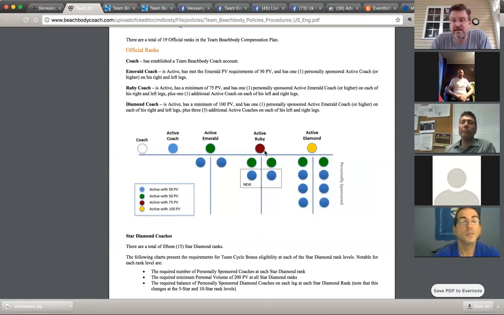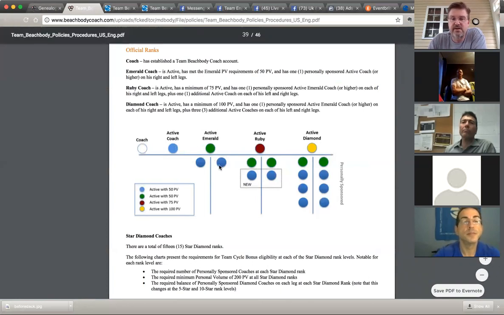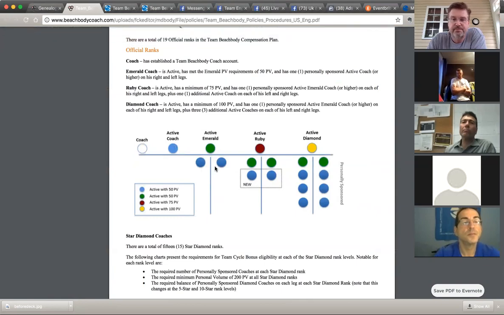So how do you go to the next level? The next level is the Ruby coach, right? And as a Ruby coach, you have to have basically 4 coaches, 2 coaches on each side, but you can see the green dots. The green dots are emerald coaches. So you have to have 1 emerald coach on each side. And remember what an emerald is? An emerald is a coach with 2 active coaches underneath of them, okay?